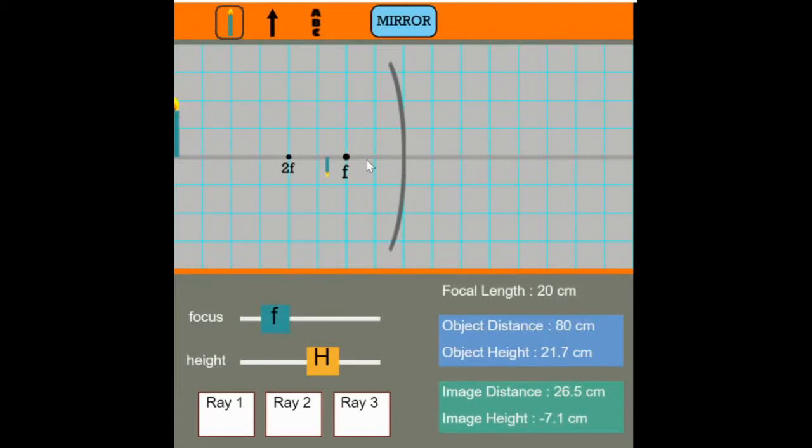Today we will see the simulation of the ray diagrams. In your previous classes you have learnt about mirrors, and you have also been given an introduction to lenses. So today we will see the ray diagrams of mirrors.